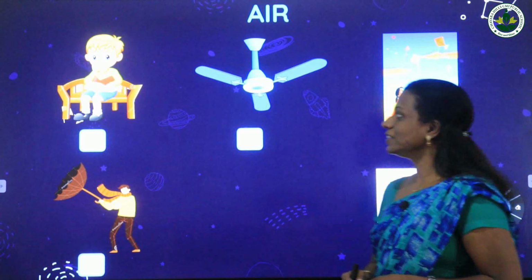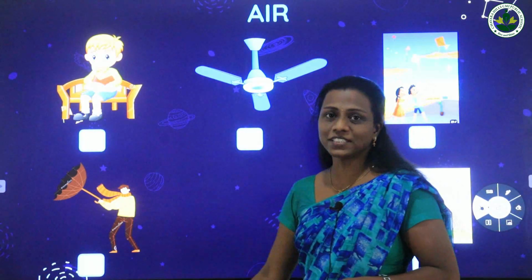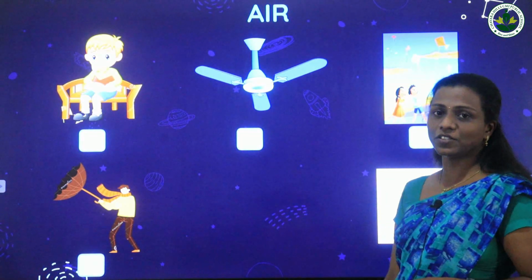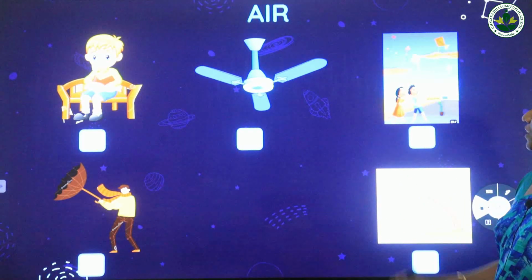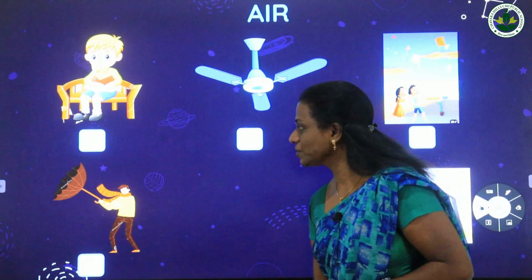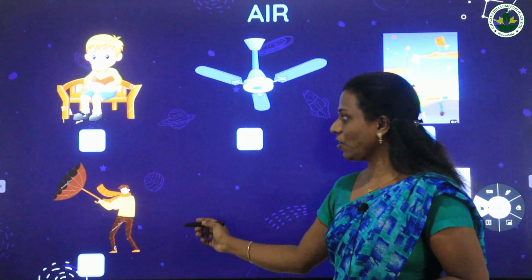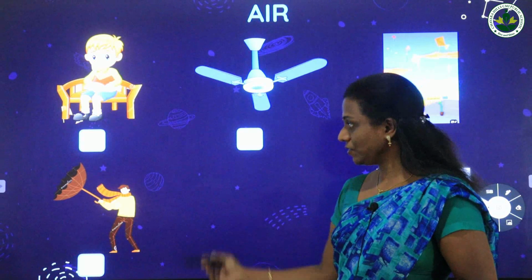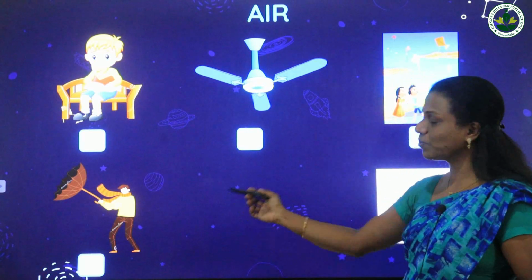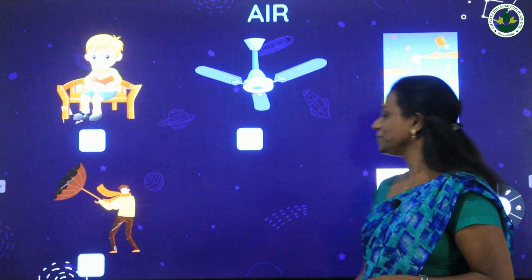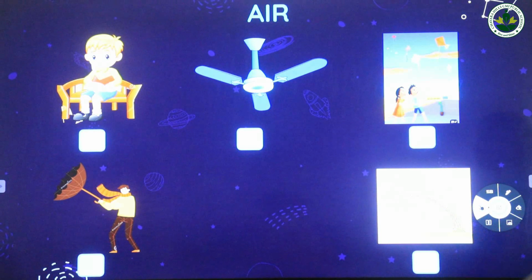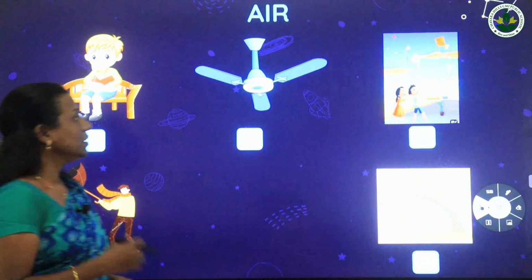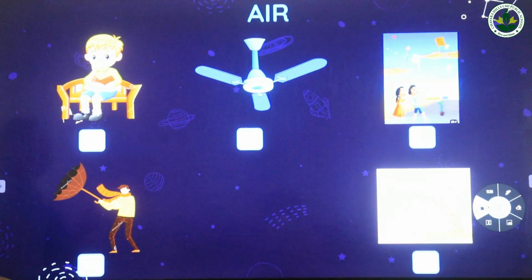So you can see in the pictures, in the first picture a boy is sitting and a fan is there. It is not working now, it is still. Third picture, the children are flying kites, and in the next picture you can see a man walking on a windy day. The wind is blowing very heavily, you can see his umbrella. Then the last picture, a tree in the heavy wind. So you have to say, in the given pictures, which pictures show the presence of air.